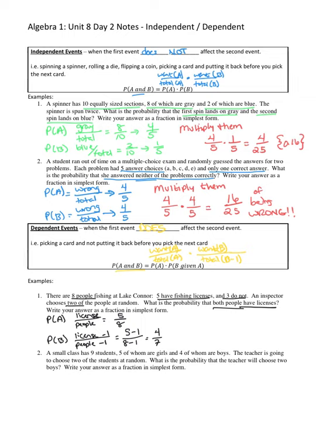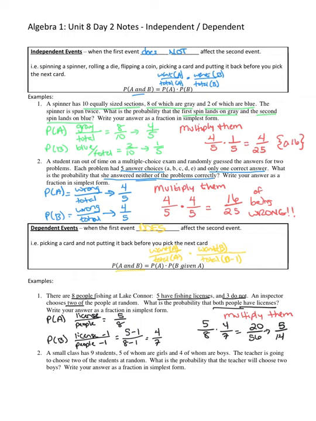So now the probability that both will have licenses, you multiply them. You still multiply them. That does not change. 5 over 8 times 4 over 7 equals 20 over 56. And I'm going to reduce by 4 to make it 5 over 14. Okay, you're going to reduce your fractions. You need to reduce your fractions. It's a skill you need to have.